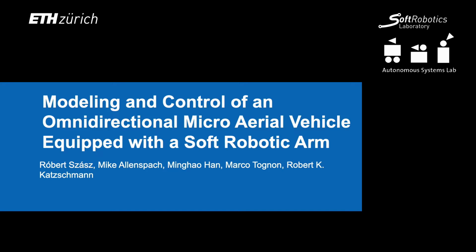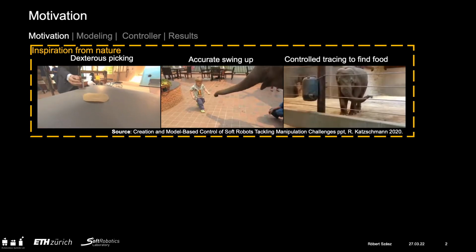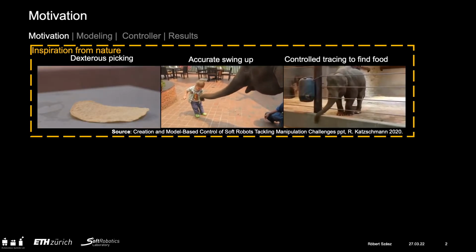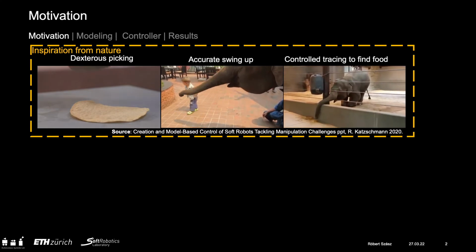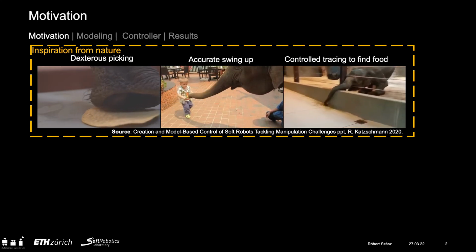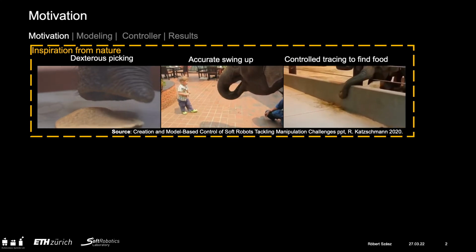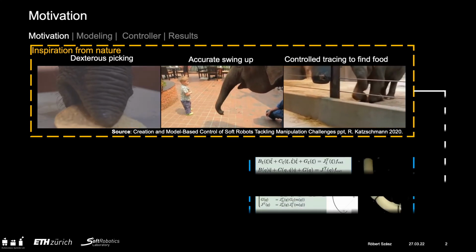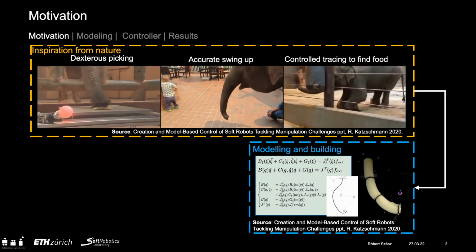A lot of inspiration for robotics actually comes from nature, and it was no different for the soft robotic arm. You can see the different dynamic maneuvers which an elephant can do with its trunk. To reproduce certain parts of the trunk's capabilities, a soft robotic arm was built and modeled.